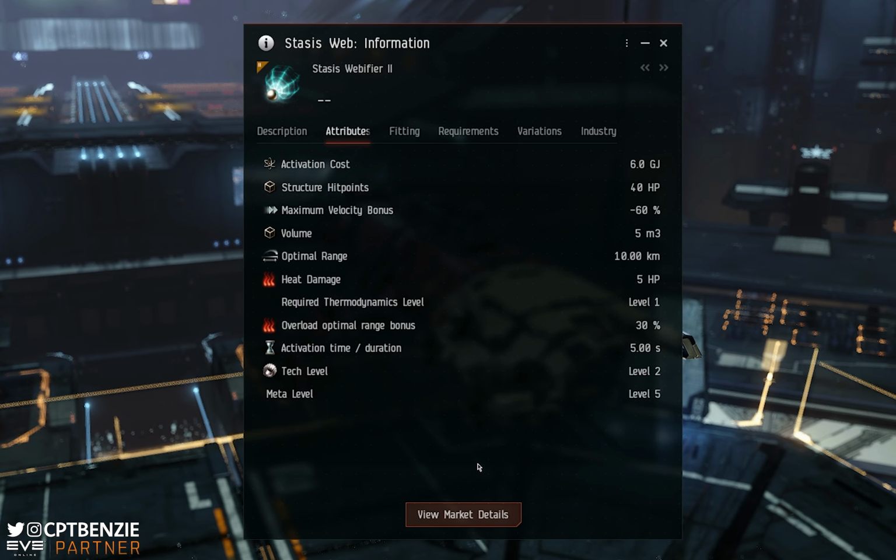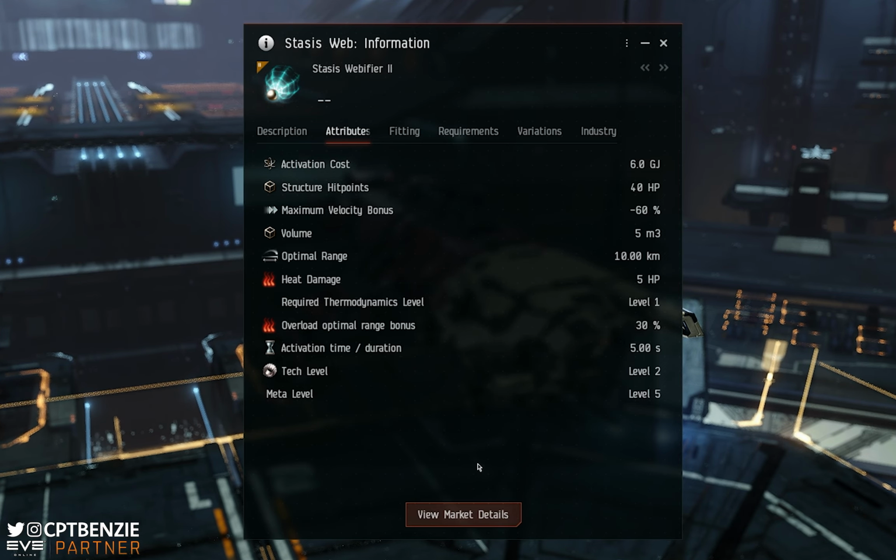Now, the advantage of this is that in the case of both tracking and missile application, the actual velocity that the ship is moving at is a big part of that calculation. So reducing their velocity has a very large effect on the application with that. And these Webifiers, that 60% reduction is a big boost to your ability to hit or apply damage to a target. The downside is they only have a 10-kilometer range.